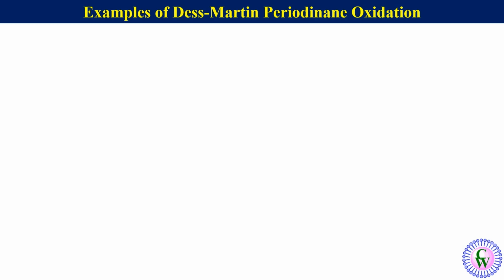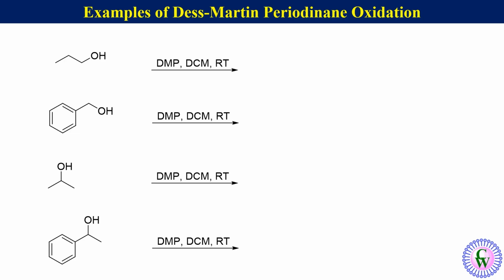Examples of Dess-Martin Periodinane oxidation: 1-propanol, benzyl alcohol, 2-propanol, and phenylethanol, when they undergo Dess-Martin Periodinane oxidation, produce propionaldehyde, benzaldehyde, acetone and acetophenone respectively.